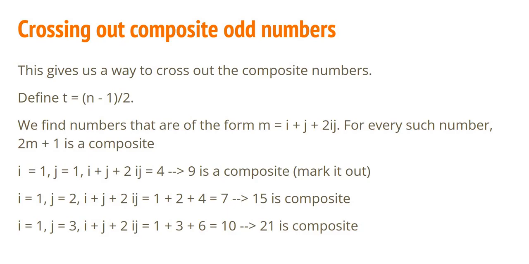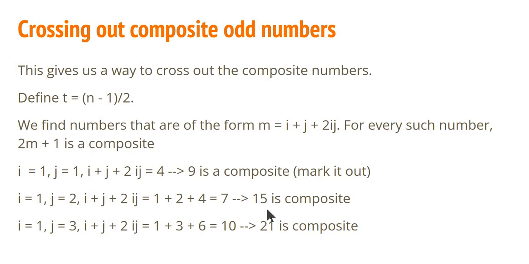So let's take an example. For example, i equals 1, j equals 1. Well, i plus j plus 2ij is 4. 2 times 4 plus 1, 9, is a composite number. I equals 1, j equals 2, I get 7. 2 times 7 plus 1 is a composite number. I equals 1, j equals 3, I get 10. 2 times 10 plus 1 is a composite number. And what remains in between, for example, 17, is indeed a prime number.